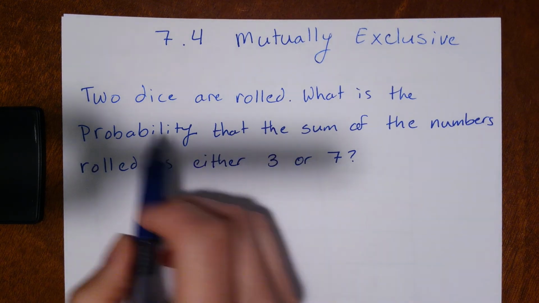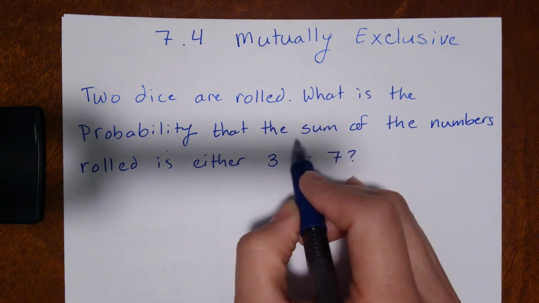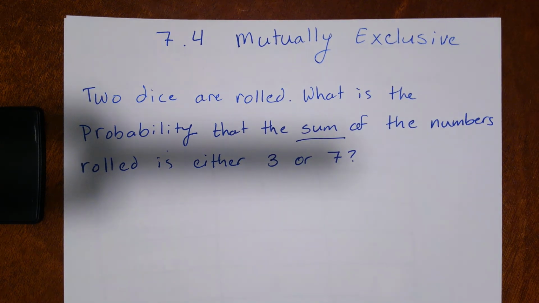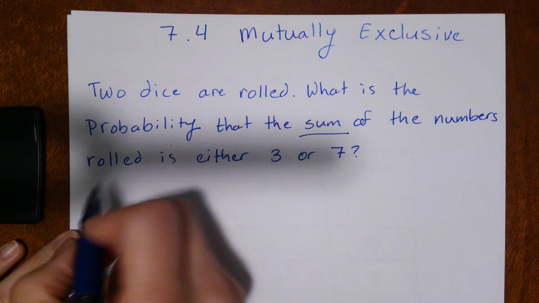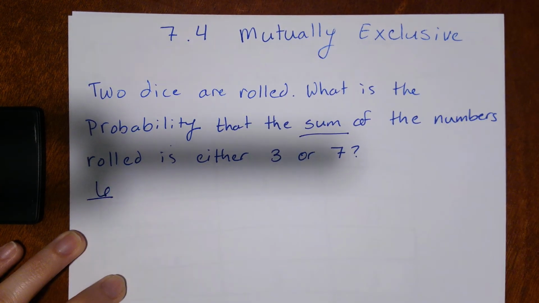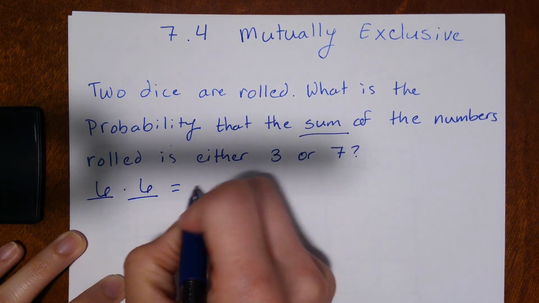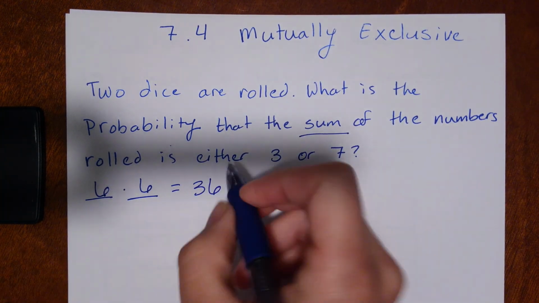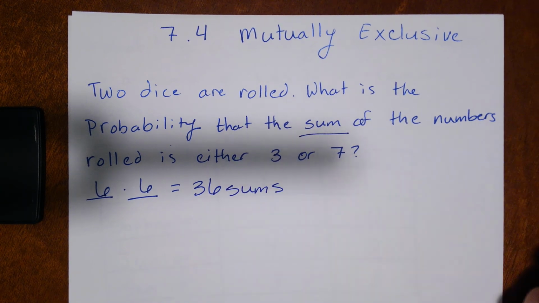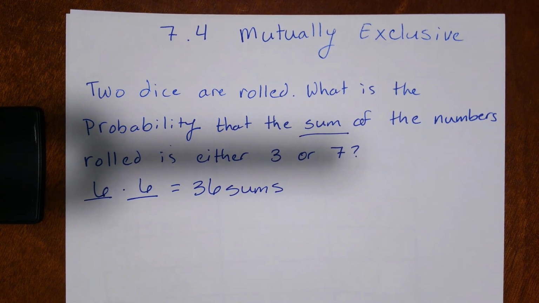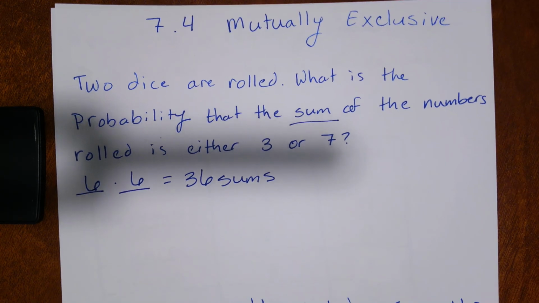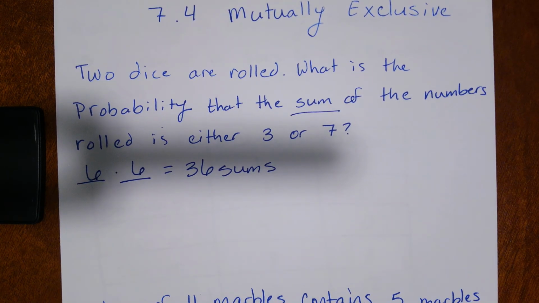So we're looking at rolling 2 dice and looking at their sum. So if I have 2 dice, then how many sums could I have? Well, on the first die, there could be 6 different numbers, and on the second die, there could be 6 different numbers, which gives me a total of 36 sums. So remember, we're looking for a probability, so it is going to be a fraction. Bottom of the fraction is the total number of outcomes. So I know there's 36 total outcomes.